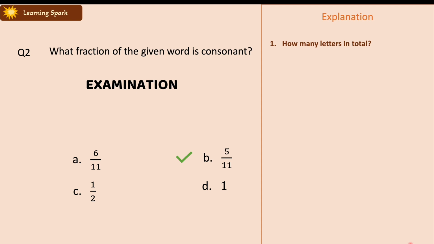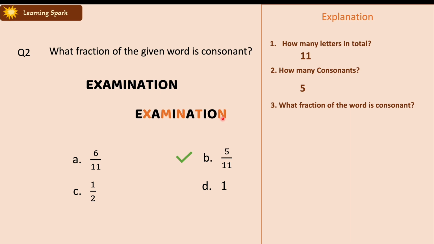So first of all, how many letters are there in total? The word examination contains 1, 2, 3, 4, 5, 6, 7, 8, 9, 10, 11. Total 11 letters are there in this word. And then you have to find out how many consonants are there. Okay, because our question is on consonant. So you see that all the consonants are marked in orange. 1, 2, 3, 4, 5. So total 5 consonants are there.